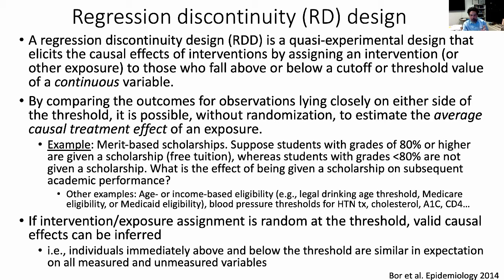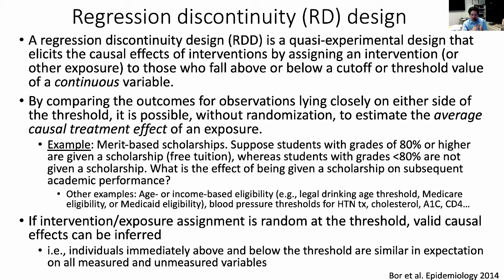Your exposure is based on a continuous variable, and this will become clear as we go through the example. So if you take that continuous variable, like age, or cholesterol level, or blood pressure level, or CD4 count, these kinds of variables, if you compare the outcomes for people who lie closely on either side of the threshold, let's say it's a blood pressure threshold where treatment is given to people whose blood pressure is above, say, 140, but not to people who have blood pressure of 139.